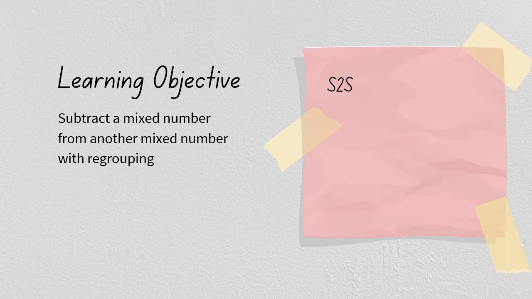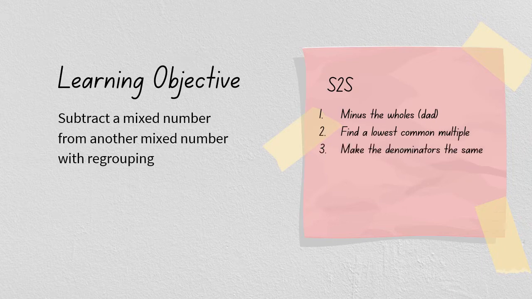Our steps to success for today: the first one is we need to minus the wholes, which are the dad. The steps are just similar to when we subtract a mixed number without regrouping, but just a little bit of additional step that we need to do. Step 2, find a lowest common multiple to make the denominators the same. That is step 3. Step 4, expand the first fraction.